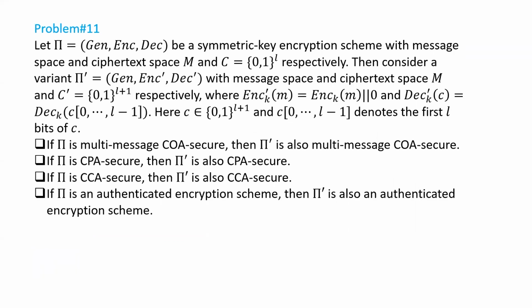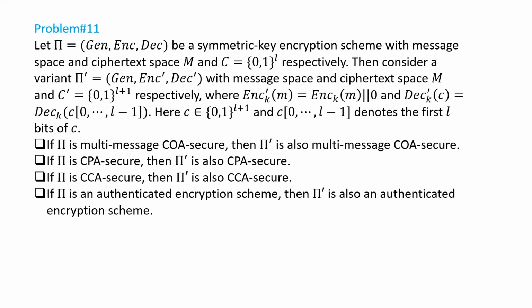So let pi equal to (Gen, Enc, Dec), three algorithms are given, that is a symmetric key encryption scheme with message space M and ciphertext space C being L-bit binary strings. Then consider a variant pi' (Gen, Enc', Dec') with message space M and ciphertext space C'. So the message space remains the same and the ciphertext space changes to C' such that it is an L plus 1 bit binary string.